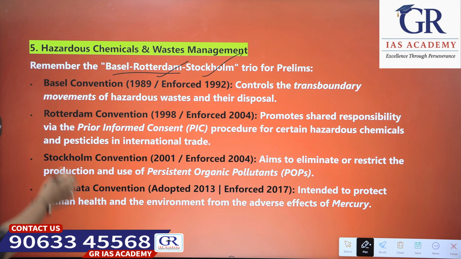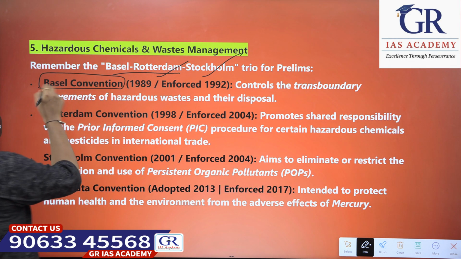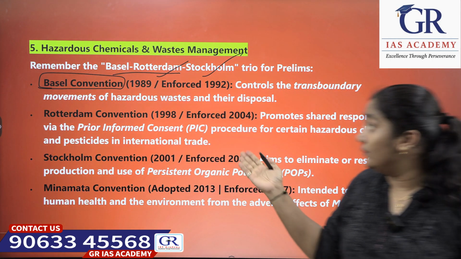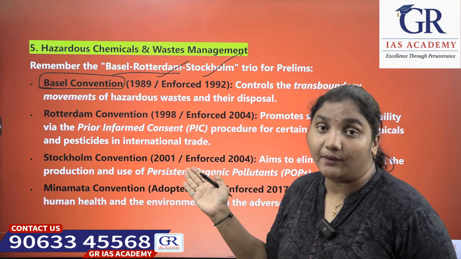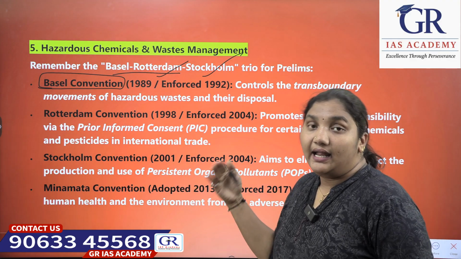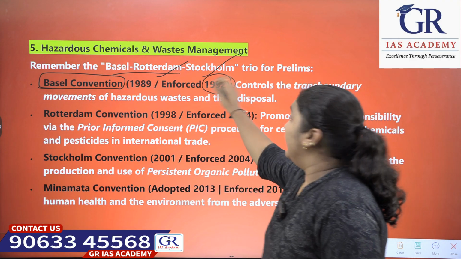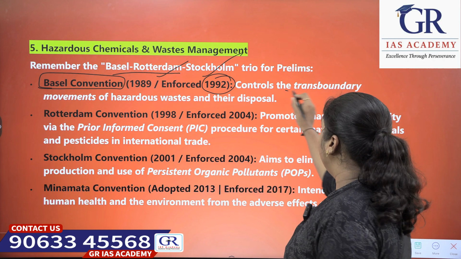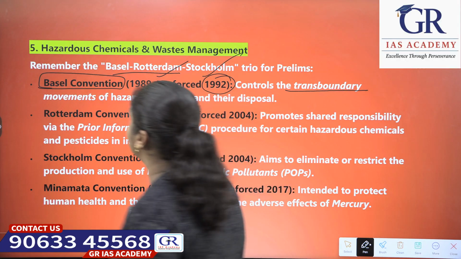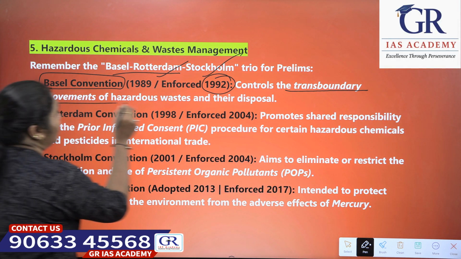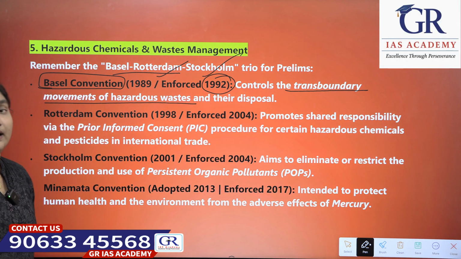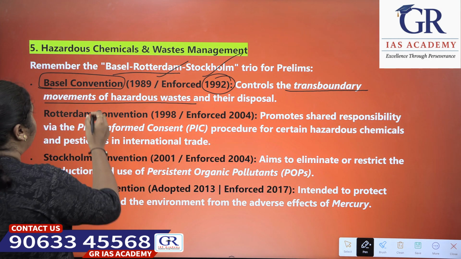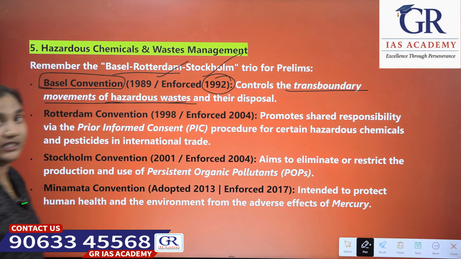First one is the Basel Convention. It was adopted in 1989 and came into enforcement in 1992. What is this Basel Convention? It controls the transboundary movements of hazardous wastes and their disposal.